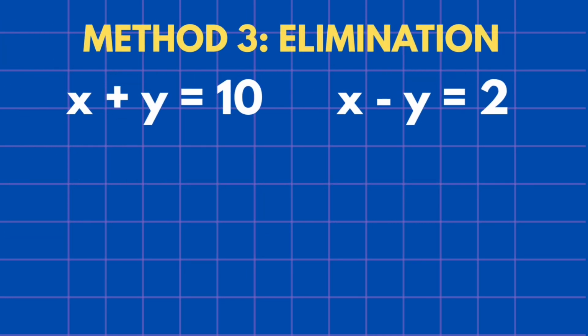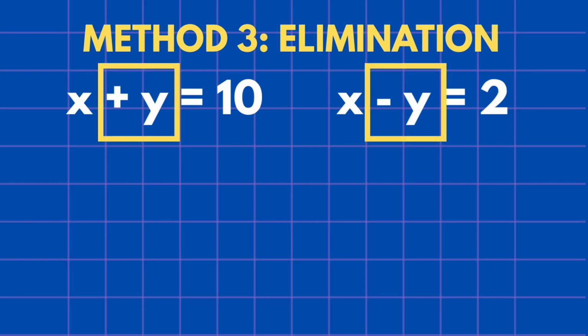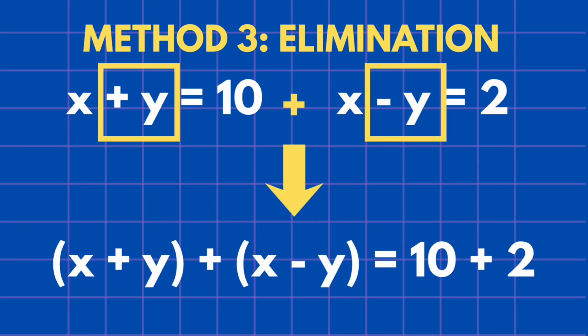Finally, let's look at elimination. Instead of replacing one variable, elimination removes one variable completely. Notice the y terms. One is positive and one is negative. That means they cancel when we add the equations. The nice thing about elimination is that you often don't have to rearrange either equation.